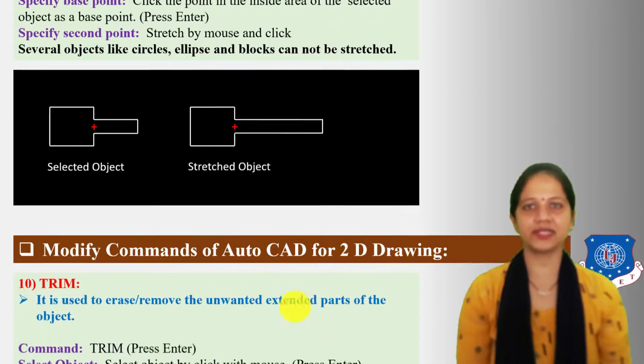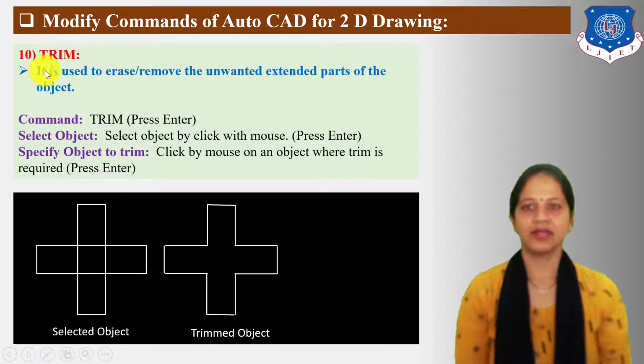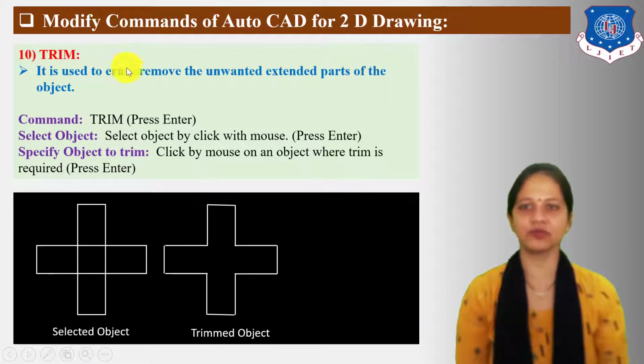Next, let us understand the trim command. It is used to erase or remove the unwanted extended parts of the object. The command for trim is trim. So type trim in the command area, then press enter. The next statement displayed in the command area is select object. Select by clicking with the mouse, then press enter.